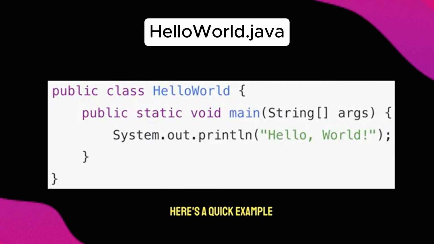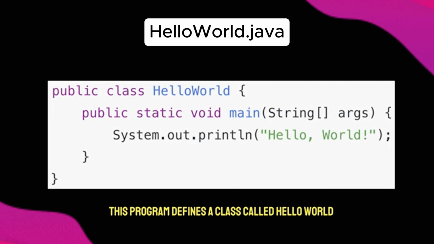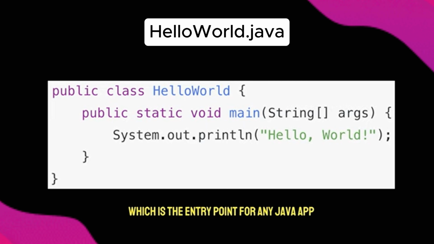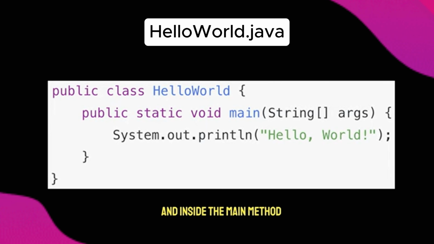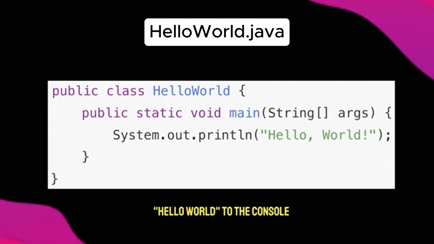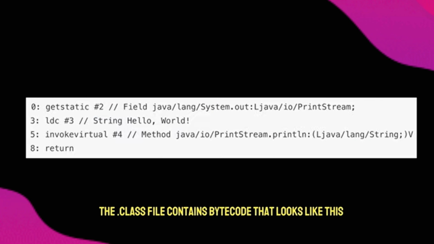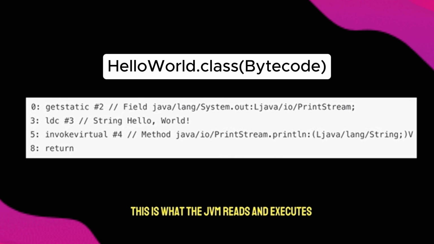Here's a quick example. Let's say we write this simple Java program. This program defines a class called hello world with a main method, which is the entry point for any Java app. And inside the main method, it calls system.out.println, a built-in function that prints the string hello world to the console. When compiled, the .class file contains bytecode that looks like this. This is what the JVM reads and executes.